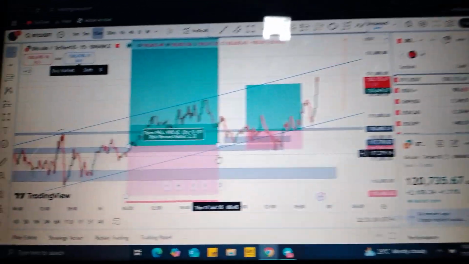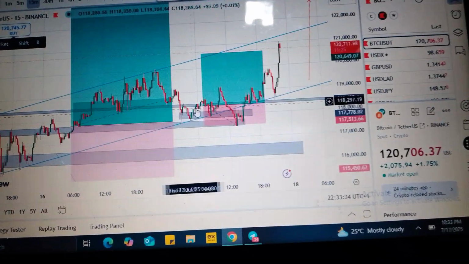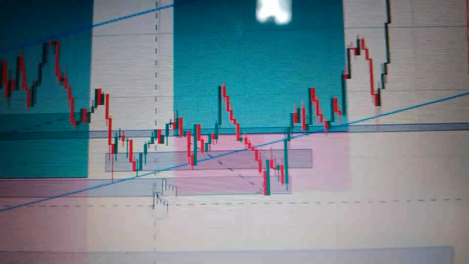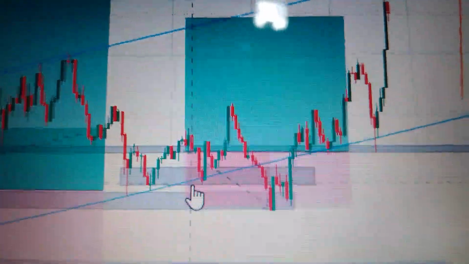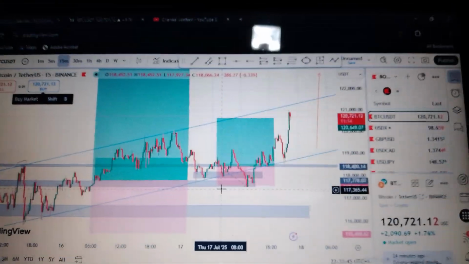So you can see this was the trade I took yesterday, and this was the trade I took today. I took it after the break and retest. I don't know if you can see this tiny retest of this candle here. I don't know if you can see it. So that's how I took that trade.